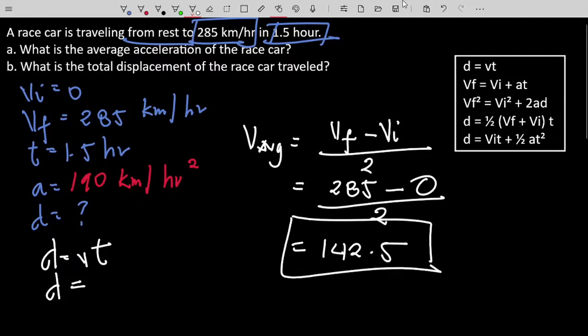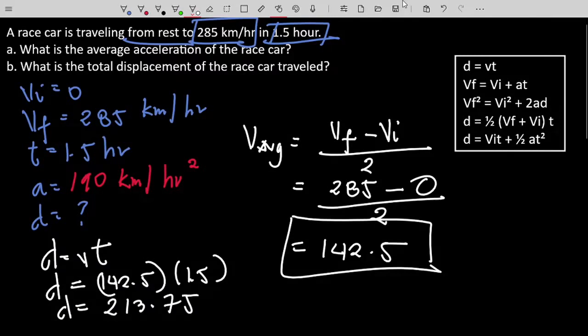Now let's rewrite the given values. Now for our average velocity right here, we should know that it is 142.5. And the time, of course, we have 1.5 hour. So our displacement is actually equal to 142.5 multiplied by 1.5, and we should have the value of 213.75. So therefore, this will be our final answer. Now let's try to use this formula to check whether we'll be having the same answer.